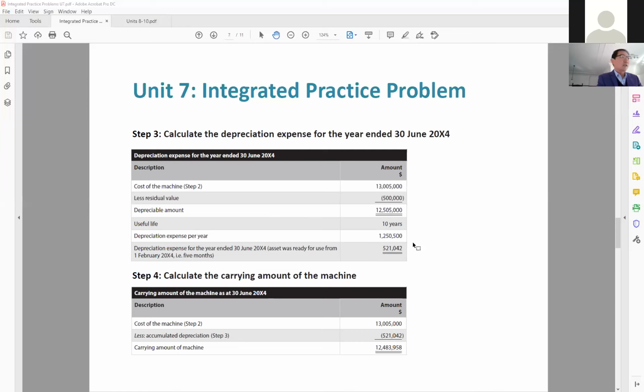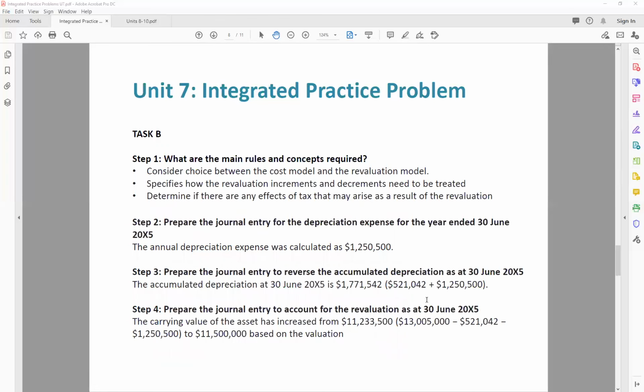And that's how we arrived at this $521,042 here. And so when we combine everything together, we can see that the carrying amount of the machine is just going to be the cost, which was calculated in step 2, minus this accumulated depreciation, and we're left with 12,483,958.